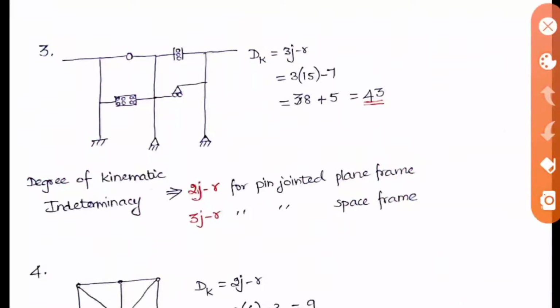Now the third question, where a different shape of structure is given. Let us do the formula first. dk is equal to 3j minus r. Let us count the joints here.